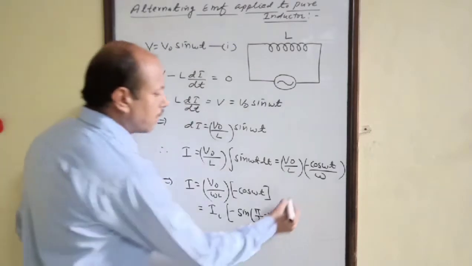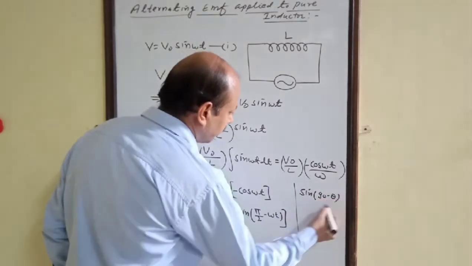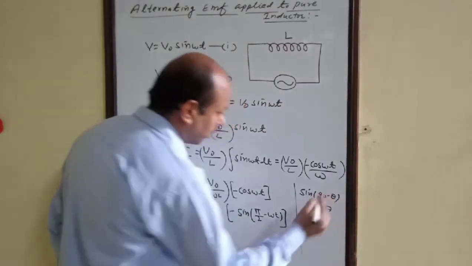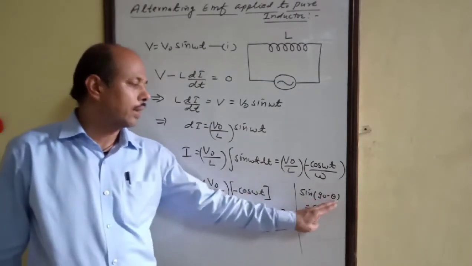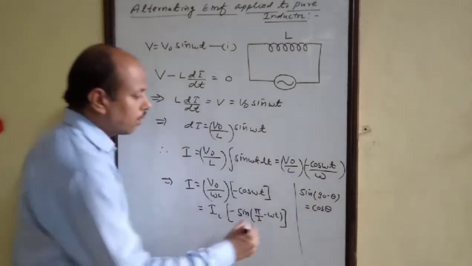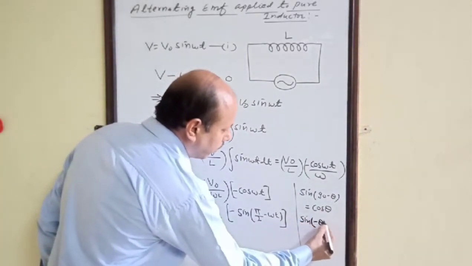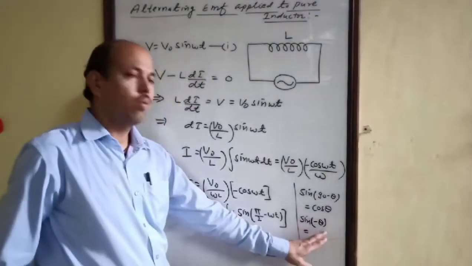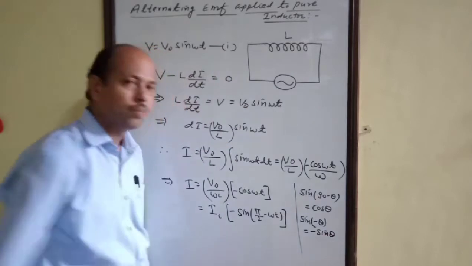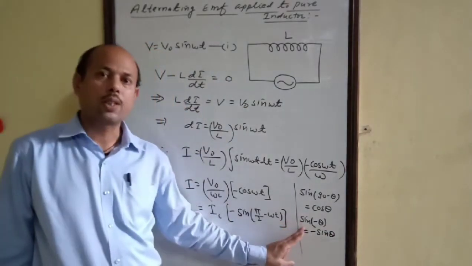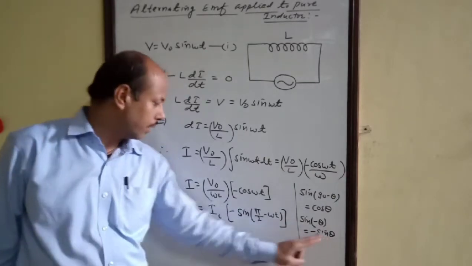because we know that sine of 90 minus theta is cos theta. So here we are writing cos omega t as sine of 90 minus theta. The other factor we also know is that sine theta is an odd function. Therefore, sine of minus theta can be written as minus sine theta.